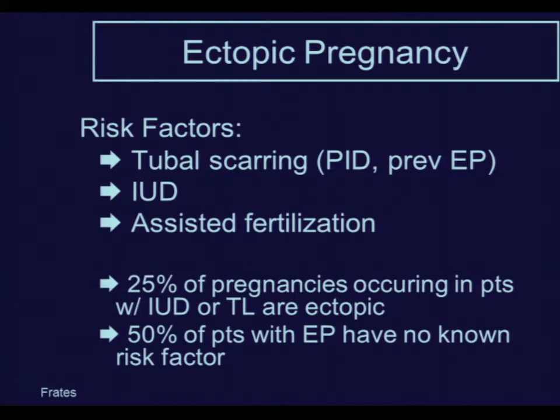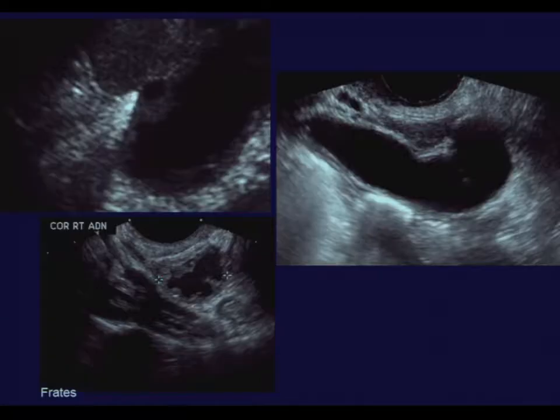Remember that 25% of pregnancies that happen in patients who have an IUD or who have had a tubal ligation will be ectopic in location. So if there's a patient coming in post-tubal ligation or with an IUD in place and a positive pregnancy test, you really are going to be very highly suspicious that you may find an ectopic. Having said that, 50% of patients with the final diagnosis of ectopic pregnancy have no known risk factor.